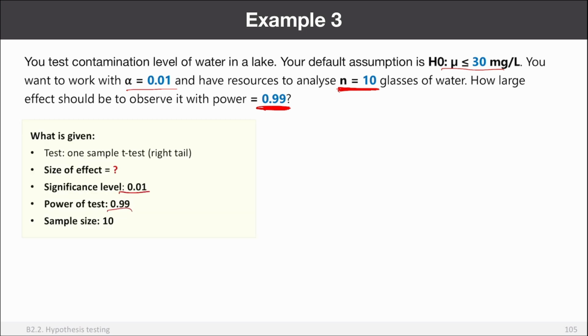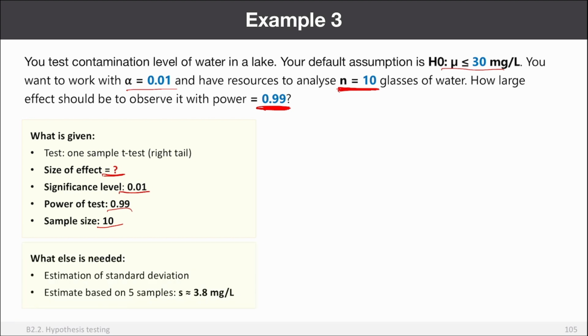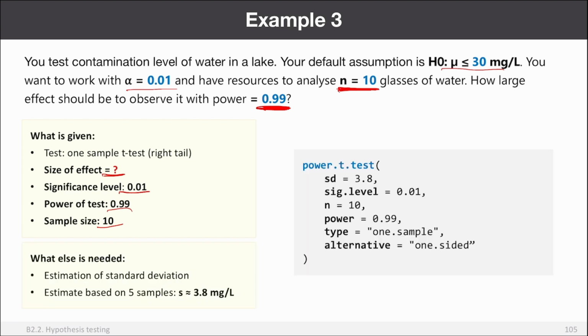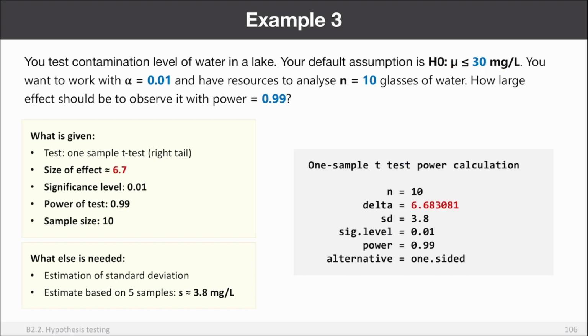I defined all the parameters, but now the size of effect is not known. Standard deviation, I use the same function. I provide all parameters which are known. In this case, both power and sample size are known, but I didn't provide delta because delta is something that I'm looking for. And that's the delta. You can see 6.7 approximately. So that's the difference. It means that, you see, I tested for 30. It means if I have 36.7 or larger, I will be able to reject this null hypothesis, if this is the real contamination level, with 99% chance. Okay. So that's how it works.